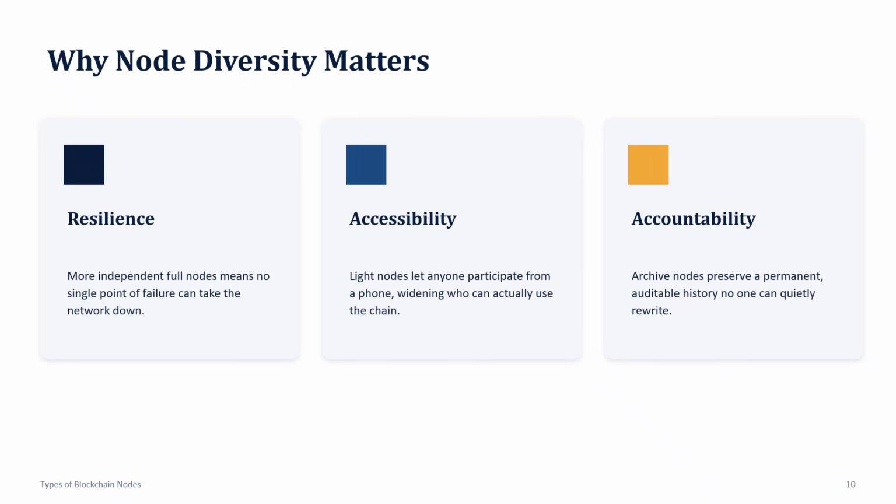So why does this taxonomy matter? Because decentralization isn't just about having many nodes. It's about having many independent, differently resourced nodes. Resilience: no single node type can take the network down. Accessibility: light nodes bring in participants who could never run a full node. Accountability: archive nodes keep a history nobody can quietly erase.